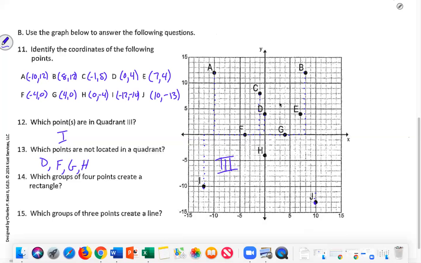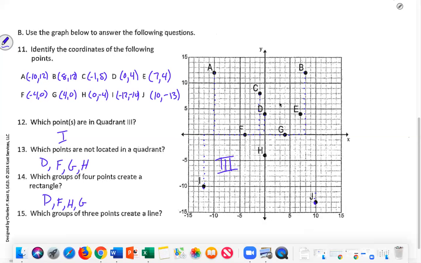Which groups of 4 points create a rectangle? Okay, so we're just trying to find a rectangle there. So if we look at these, I think the easiest rectangle for me to locate is going to be D, F, H, and G. Order doesn't really matter here.